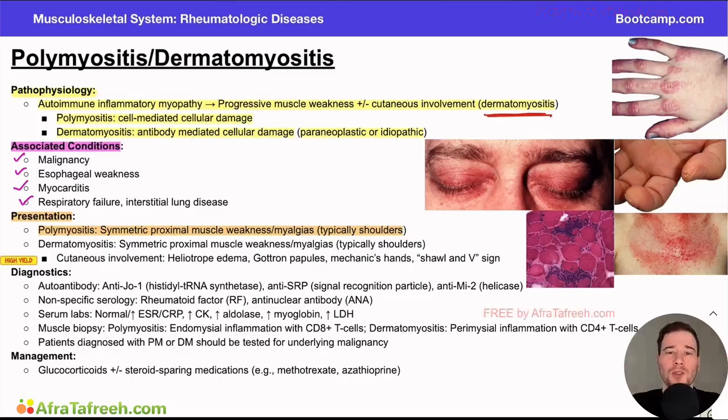Some other symmetric muscles include the pelvic girdle, right? I can't walk upstairs. I can't get up from a seated position quite as well. These are areas that are mostly affected in this condition. And again, differentiating polymyositis versus dermatomyositis, lots of similarities here.